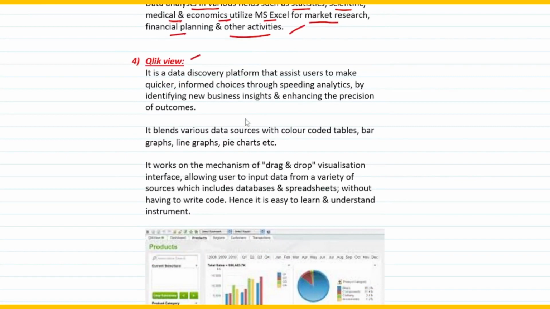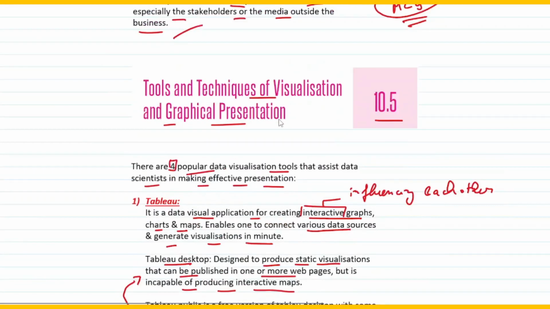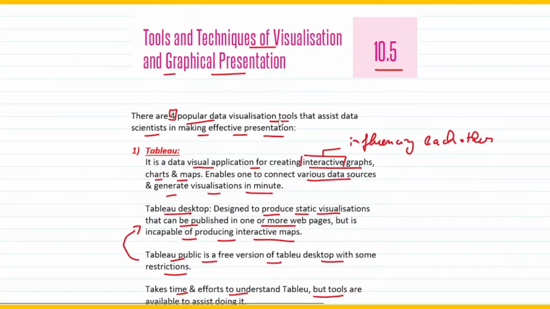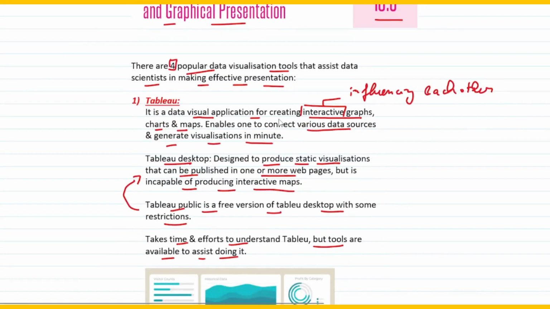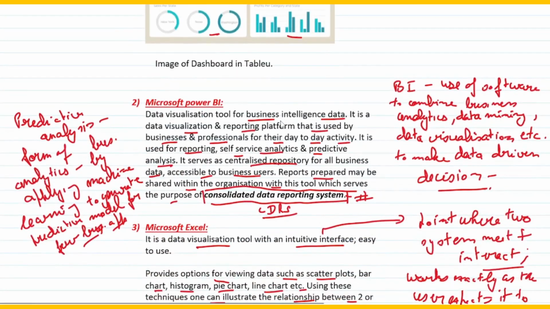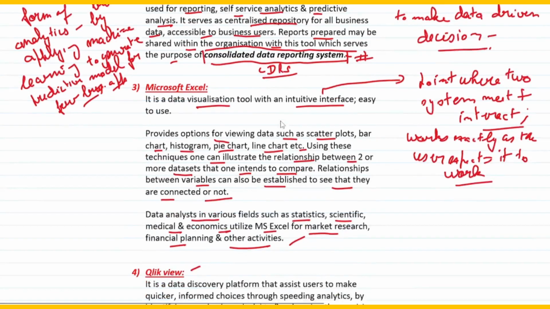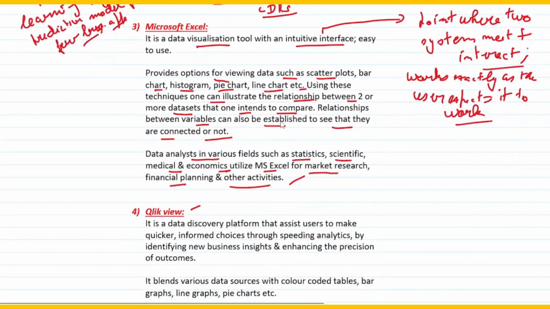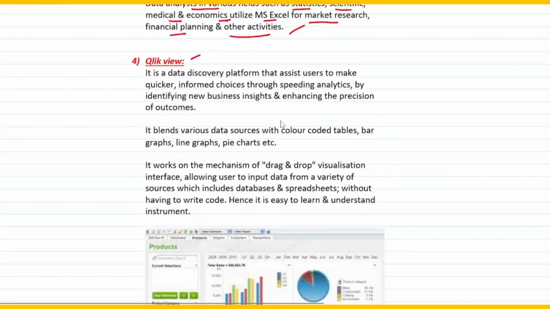Fine. Now let's revise small points once again. I know I'm repeating it, but it will be very handy for you. The four popular tools that we learned, first one was Tableau. Tableau is for interactive graphs, charts and maps. Second one is Power BI, a visualization tool for business intelligence data. Third one is Microsoft Excel with an intuitive interface. Finally, QlikView, which is basically a data discovery platform. So these are the key differences as far as all these tools are concerned. Please don't get confused. Remember the tools along with their characteristics. Fine.